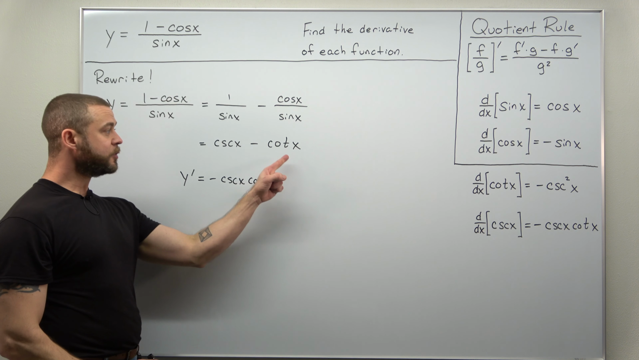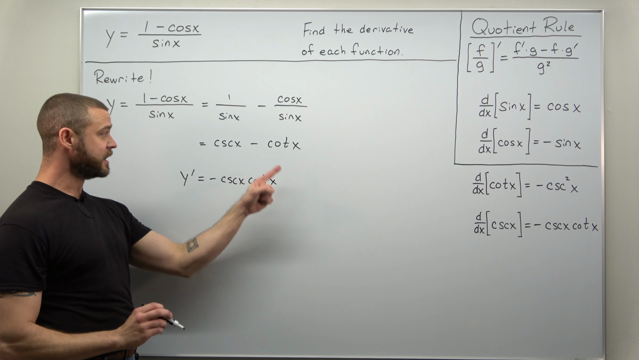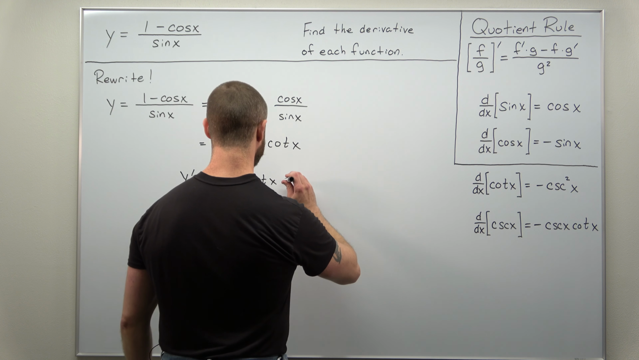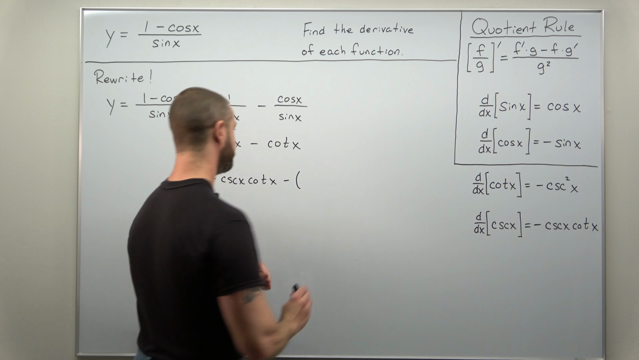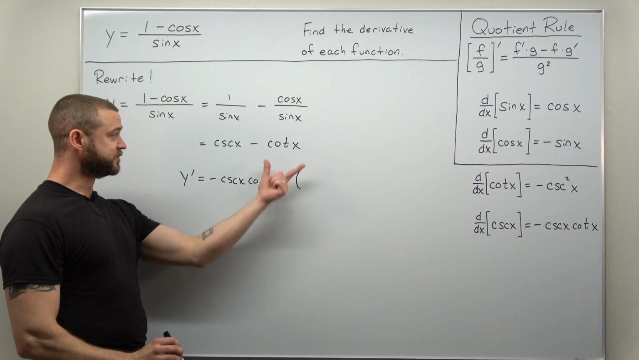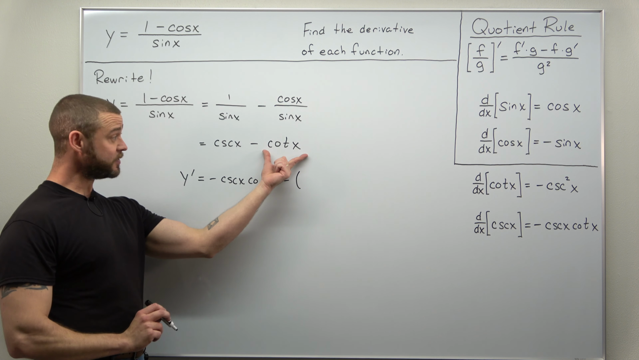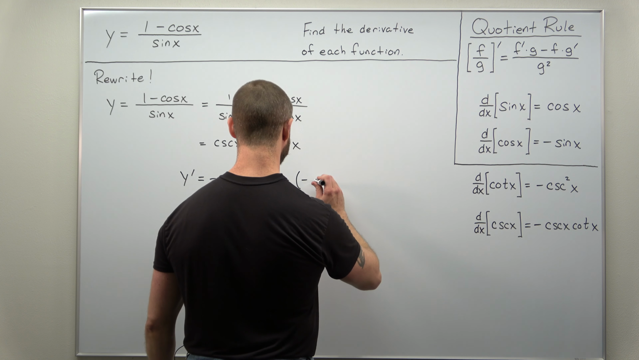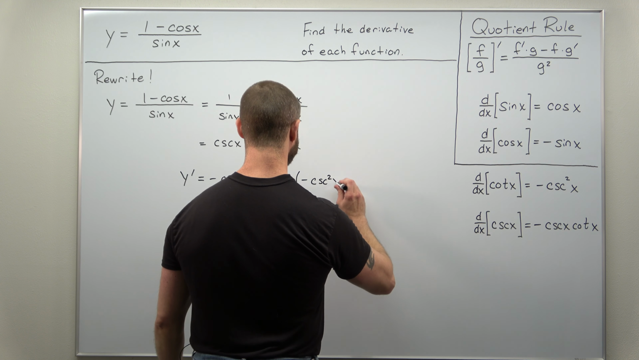And just be careful, we know the derivative of cotangent has a negative. We're going to think of this minus as the constant multiple, -1, and we'll use a set of parentheses. So now, inside the parentheses, the derivative of cotangent x, that's going to be negative cosecant squared x.